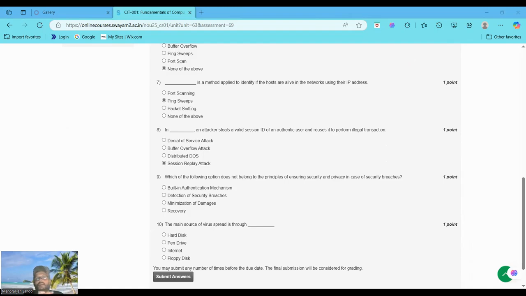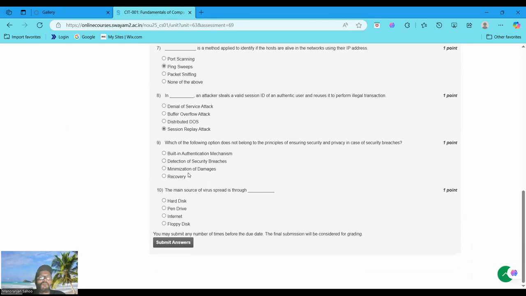Okay. And what about option A and option C? A is denial of service attack. C is distributed denial of service attack. These overwhelm the system, not session-based. Buffer overflow exploits memory, not a session ID. That's why we choose the last option, that is session replay attack. Okay, session replay attack. 8 option D. Now, moving to question number 9.